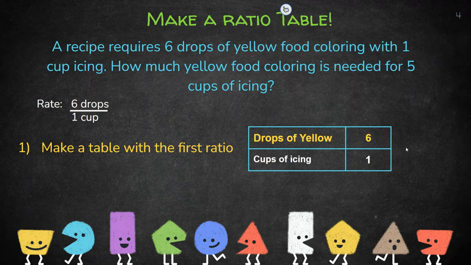Write down number 1. I want you to write down rate, 6 drops to 1 cup. And then I want you to write down number 1, make a table with the first ratio. And then draw the table.